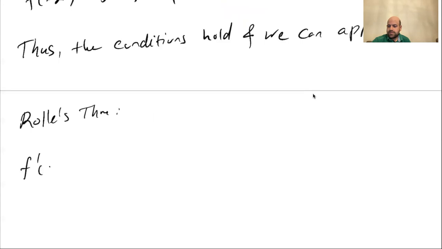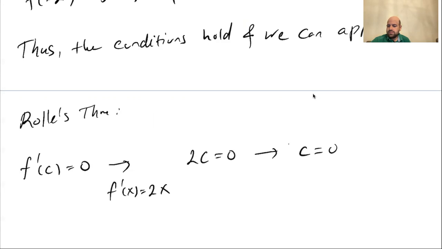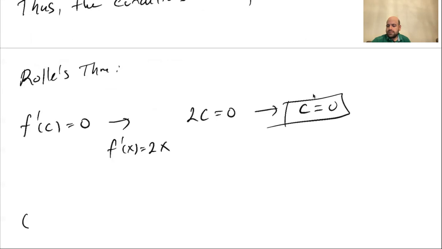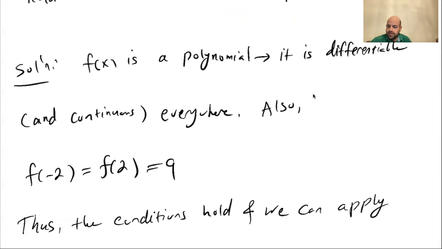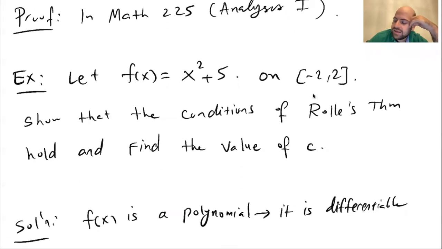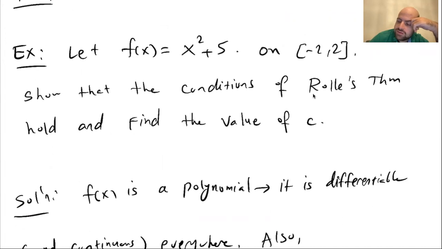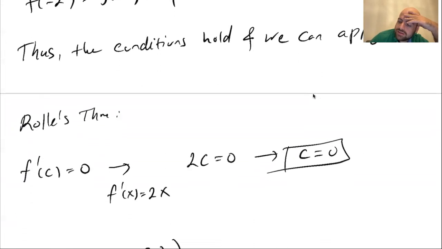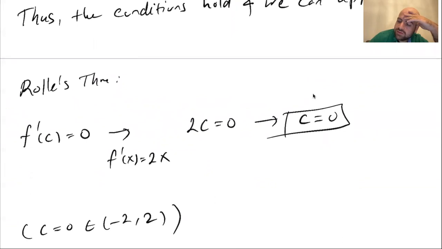So f prime of c equals 0. That gives f prime of x is 2x. So f prime of c will be 2c equals 0, and that gives c equals 0. And c equals 0 is between -2 and 2. So Rolle's theorem guarantees the existence of a value of c between -2 and 2 with f prime of c equals 0. Well, f prime of c is 2c, and 2c is equal to 0 at c equals 0. And of course, c equals 0 is between -2 and 2.